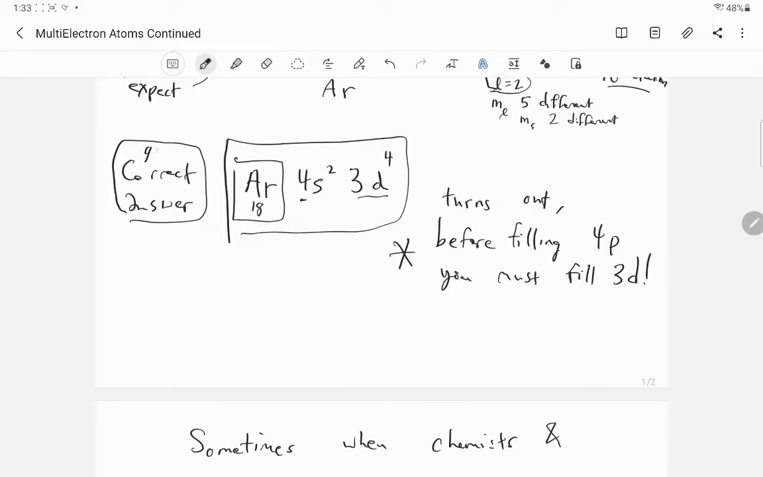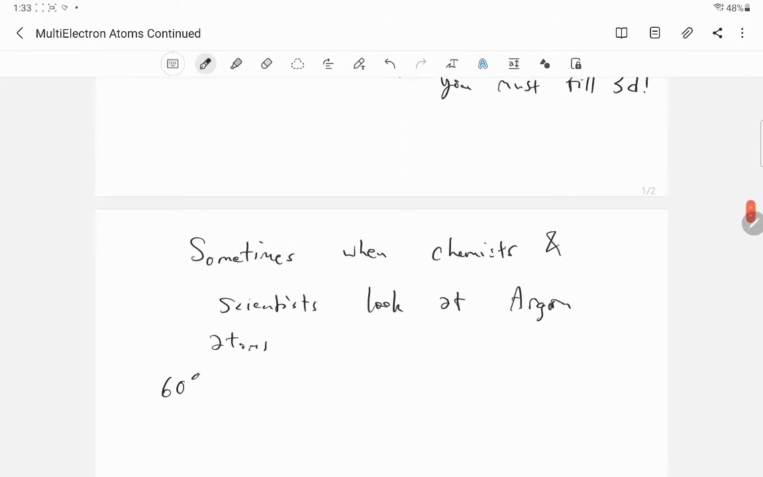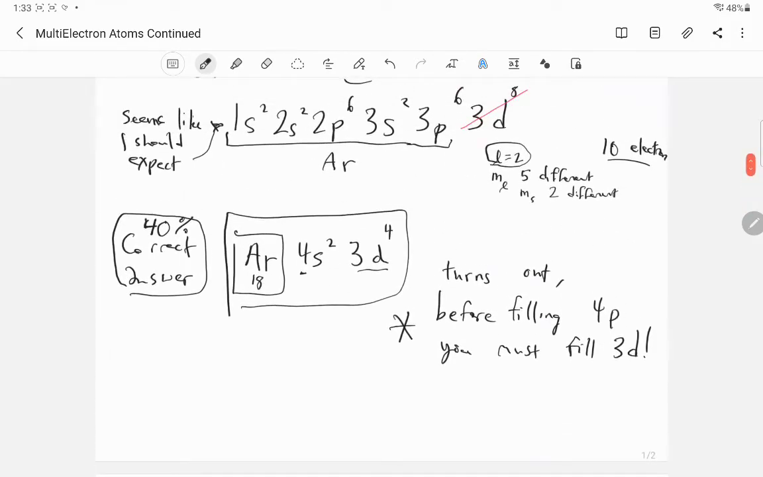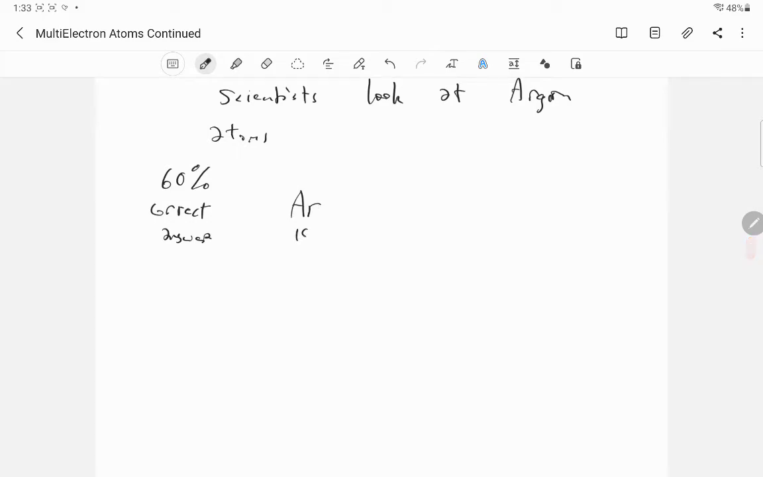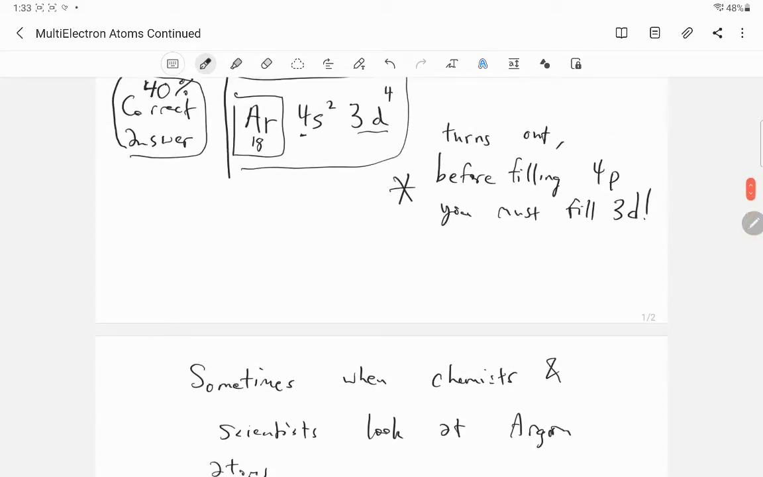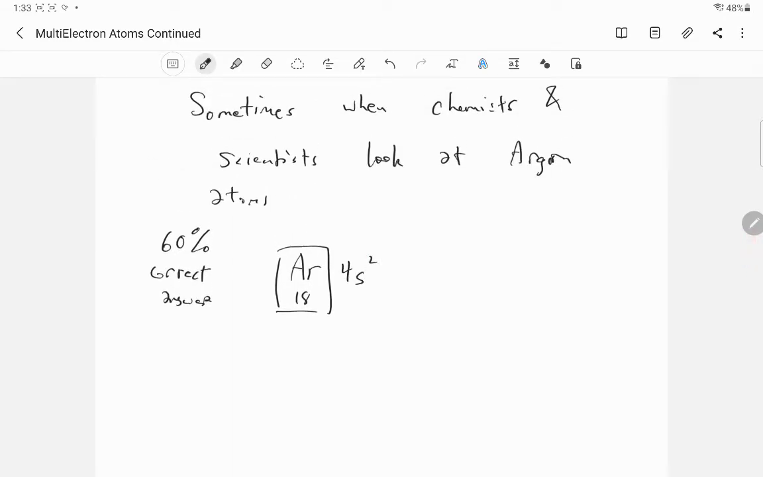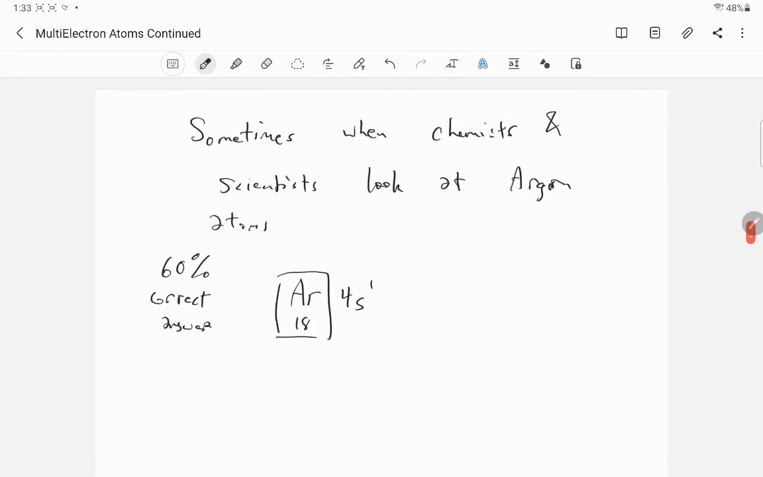Maybe this is correct, say 40% of the time, right? Sorry, it's really hard to write clearly on this thing. 40% of the time. 60% of the time, the correct answer is actually stranger. It starts with argon 18 as the noble gas base, right? And then it definitely adds 4s2. And then what's interesting, actually, it doesn't even definitely add 4s2. It only adds 1 electron to 4s, and then instead of 4 electrons in 3d, it puts 5 electrons. So this is like an exception to an exception.